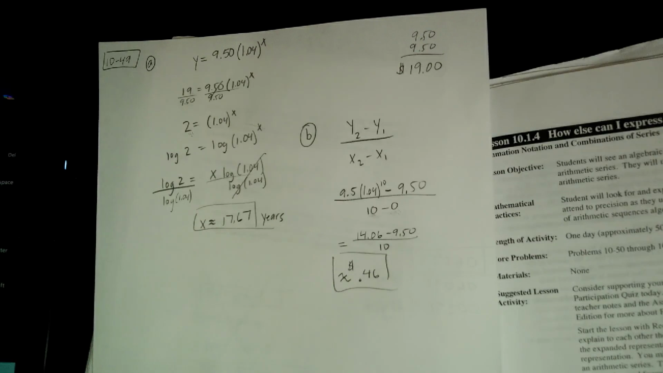And so then if you put that in your calculator, if you raise 1.04 to the 10th power and then multiply it by 9.5, you will get 14.06 approximately, and then subtract the 950 and divide by 10, and you'll get about 46 cents.